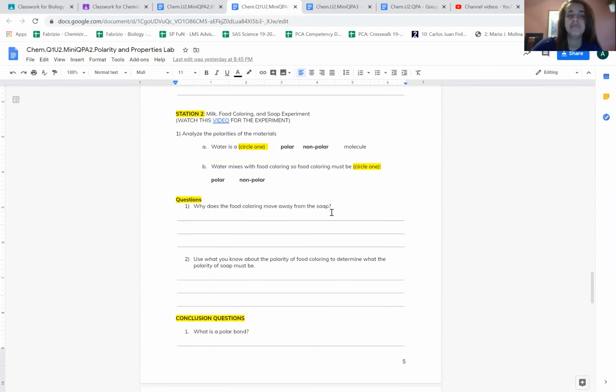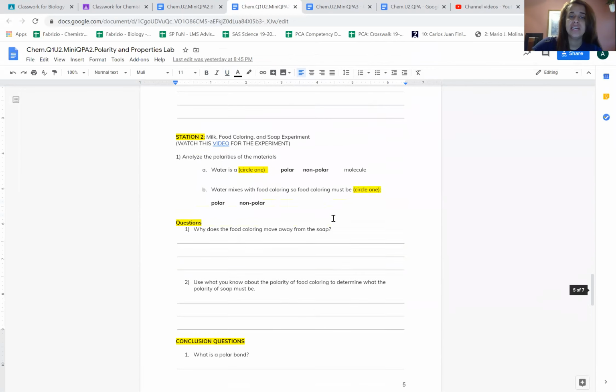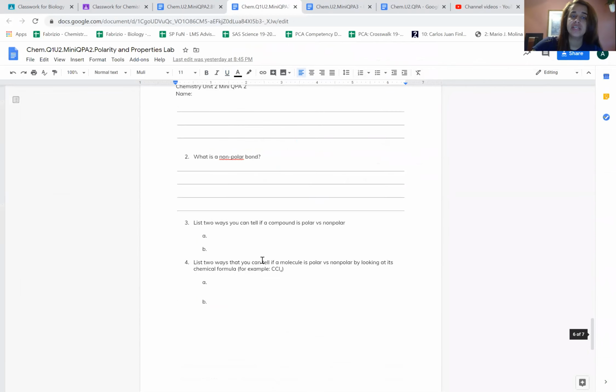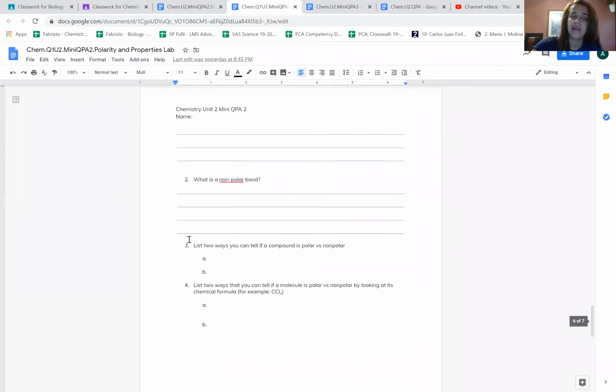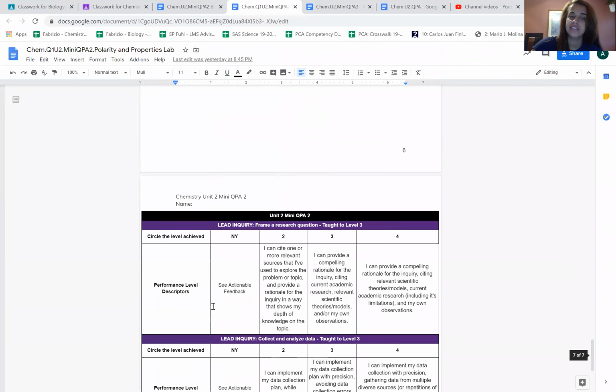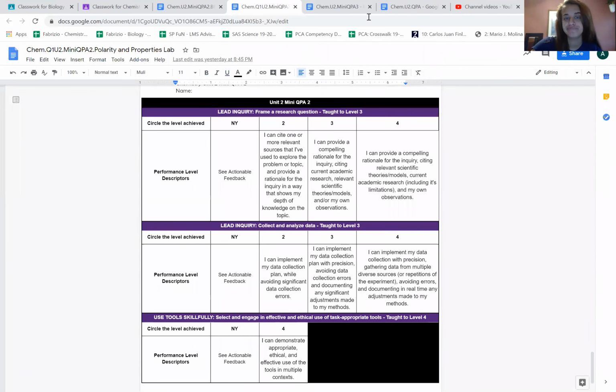It's actually really beautiful. We did this in class as well. And then you're answering all the questions. So again, make sure you're answering all of these highlighted questions, so anything under the highlighted section. And then of course your rubric.